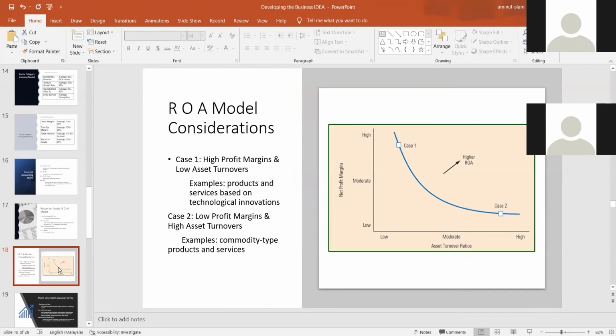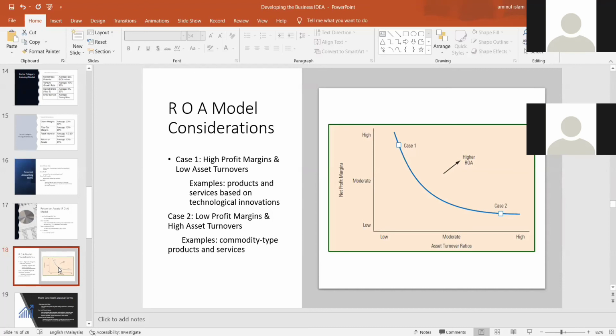So we look at high profit margin with low asset turnover, and low profit margin with high asset turnover. There are two different cases there. In case one, when you have high profit margin and low asset turnover, that's where you will have higher return on assets. But in case two, when you have low profit margin but high asset turnover, you will end up having low return on assets.